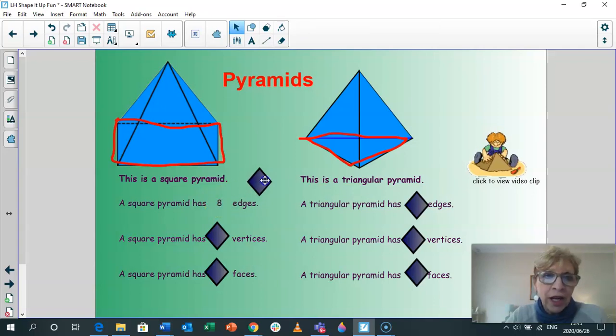All right, so a square pyramid has got how many edges? Right, it's got 8 edges. And a square pyramid has how many vertices or points? 5 vertices. And a square pyramid has got 5 faces.